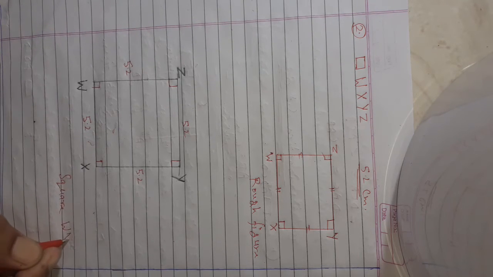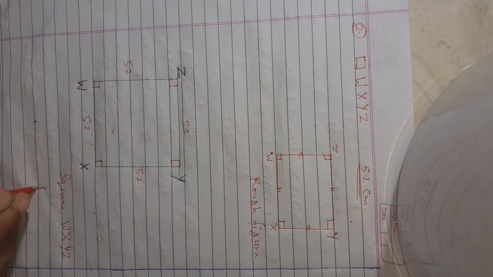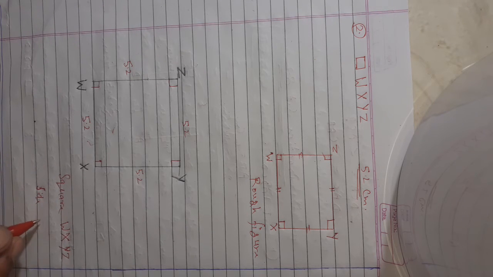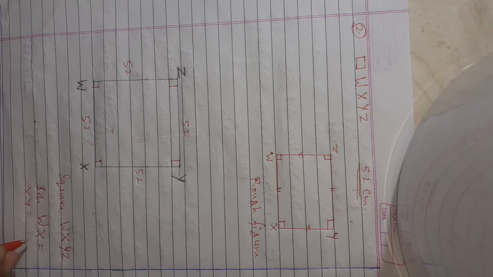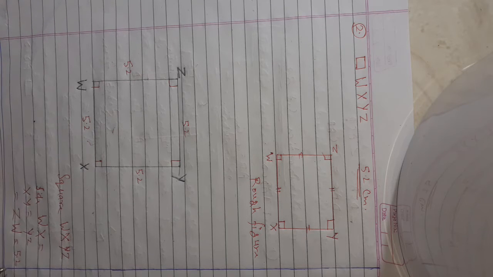WXYZ, side WX is equal to XY is equal to YZ is equal to ZW is equal to 5.2 centimeter. Clear? So this is your clear.